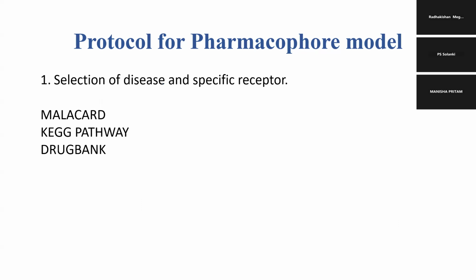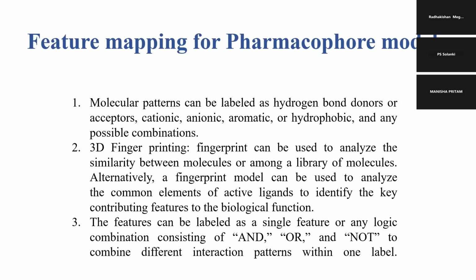So if you're going to select some disease, you can use Malakar. If you're going to identify some receptors, you can use CADD pathway or DrugBank. I will show you in the demonstration class how you can go to these databases and how you can select your receptor or disease for your project. So let's start with the feature mapping for the pharmacophore model.